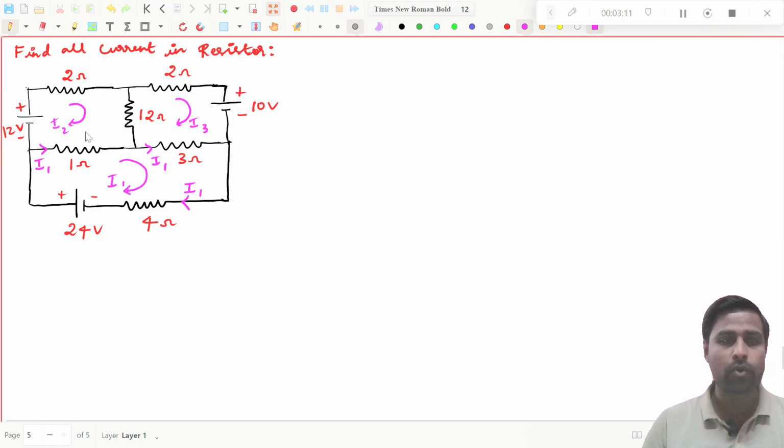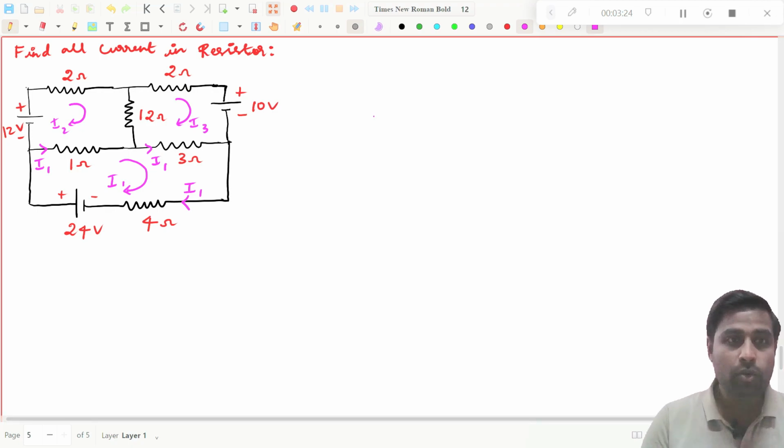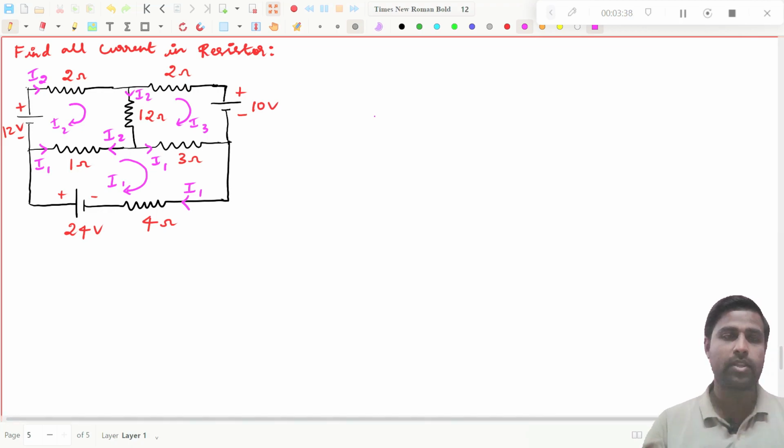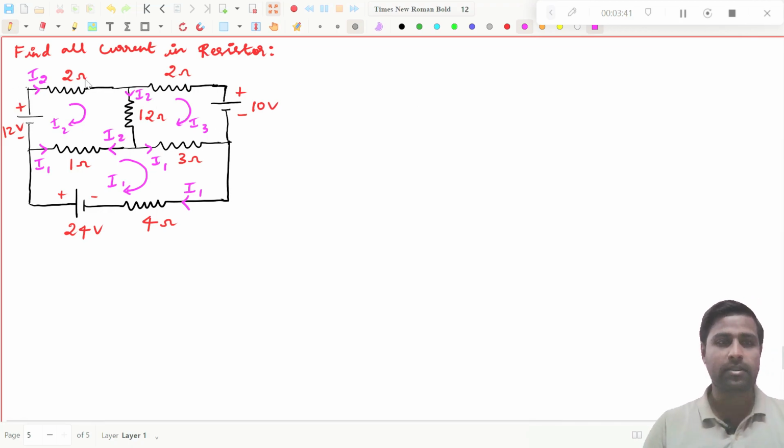Now you have to go to I2. I2 is flowing like this. That means this is the loop. Where I2 flows, it goes through the 1 ohm resistance in this direction, the 2 ohm resistance in this direction, and the 12 ohm resistance in this direction. So I will draw that. This is I2, and then this will be I2, and if I draw like this, this will be I2. Only three resistors are available.